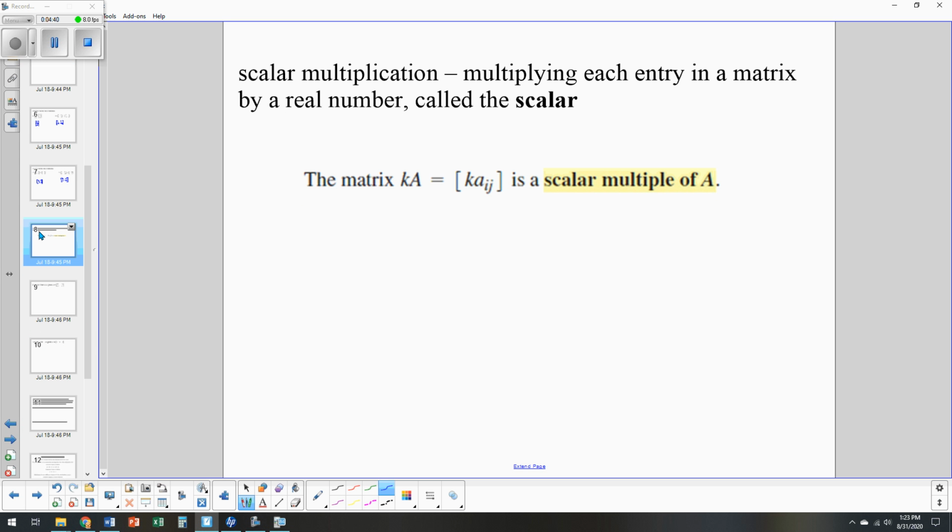Scalar multiplication is when we multiply every entry or element in a matrix by a real number called the scalar. So it'll be written sometimes as this, with a number in front of the name of the matrix. They will name matrices sometimes to differentiate them for you. So kA would be the value of k times every element in matrix A.